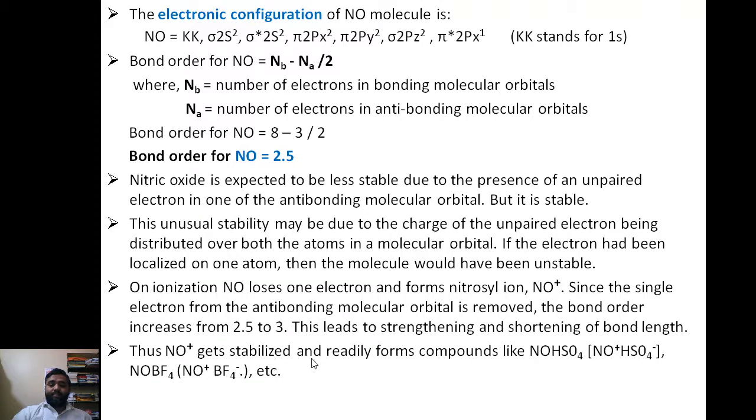Thus, NO plus gets stabilized and readily forms compounds such as NOHSO4, meaning NO plus HSO4 minus, and NOBF4, NO plus BF4 minus, etc. Many examples are present, but I mention only two. In NO plus HSO4 minus, there are two ions, one positive and another negative.